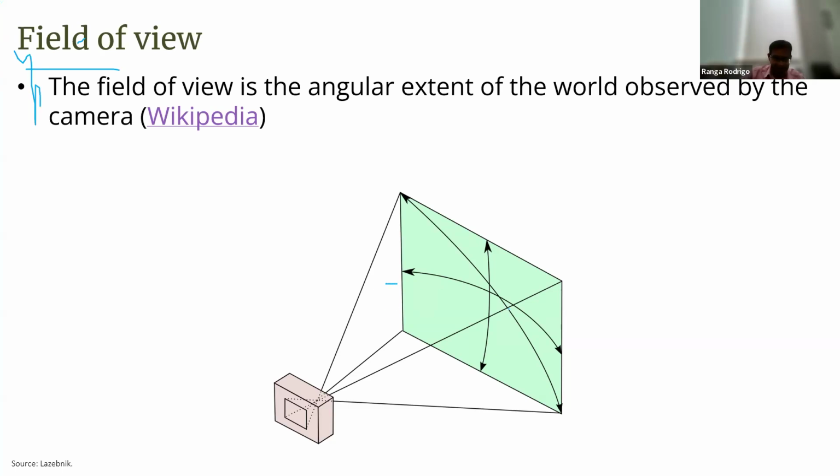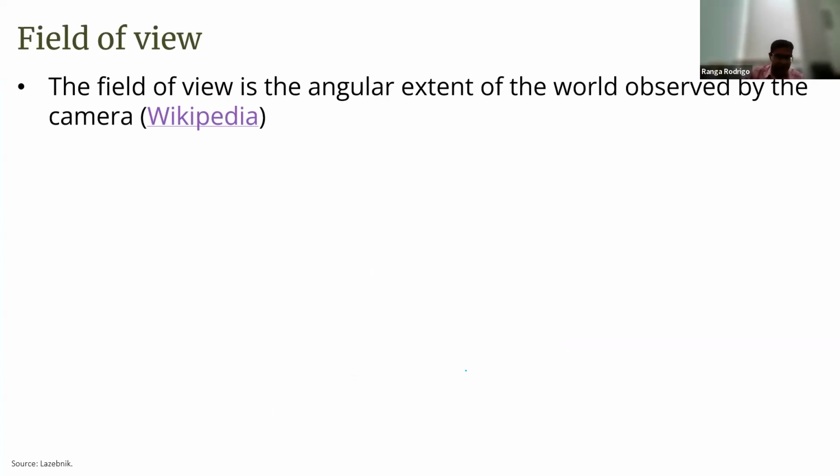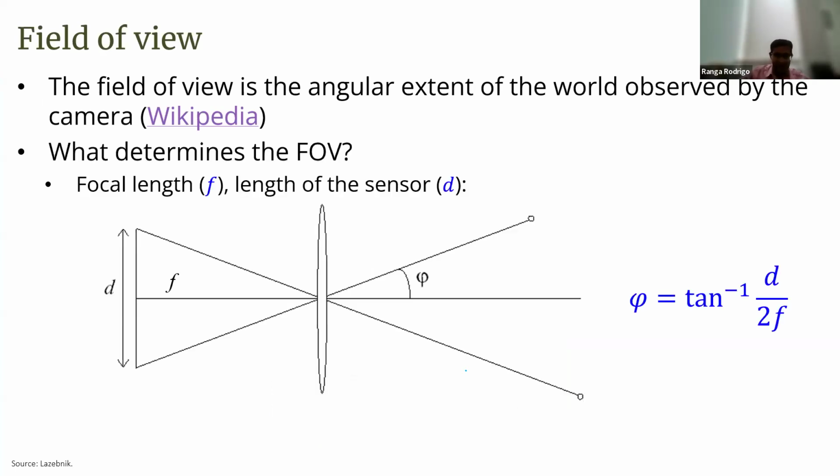Like so, right? So the angular field. What determines the field of view? It is determined by the focal length and the height of the CMOS sensor, D, and the 2F. You can see phi equals tan inverse of D by 2 divided by F, right? So larger focal length means small FOV.